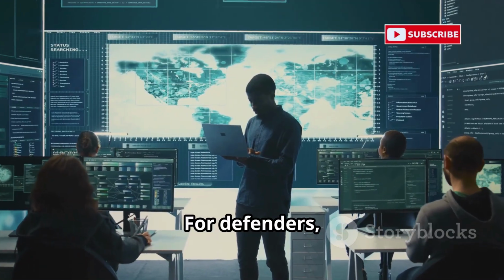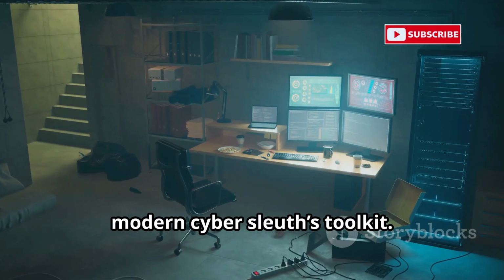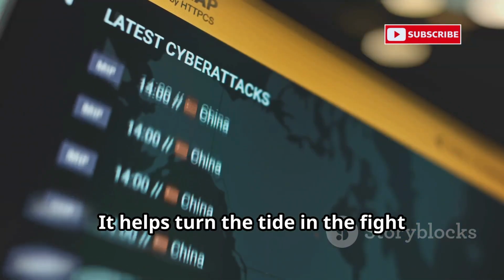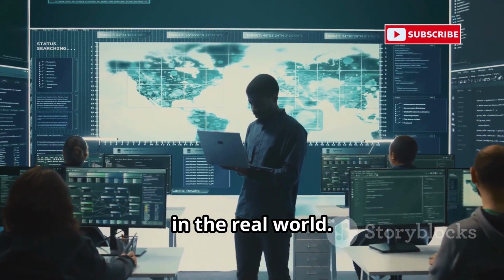For defenders, this is a huge advantage. Wireshark is a critical part of the modern cyber sleuth's toolkit. It helps turn the tide in the fight against fileless threats. Let's see how these tools work together in the real world.